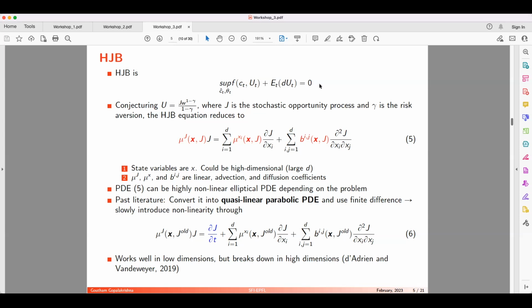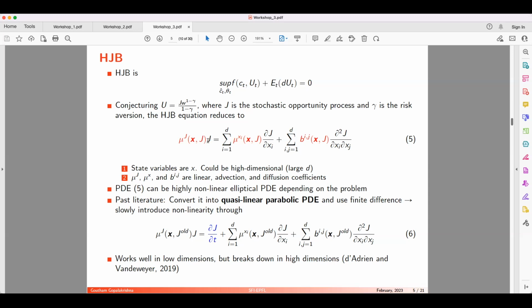Once you write down the HJB equation like this and do some algebra, you arrive at an equation like this. Now, what is this nasty equation? Here is the function that we are solving for, J. You can think of this as the value function or the stochastic opportunity set, but let's think of this J for simplicity as the value function. This is a partial differential equation because the state space X can be high dimensional. And the parts in red are coefficients of this partial differential equation.